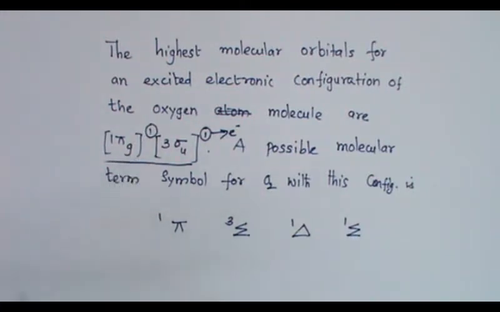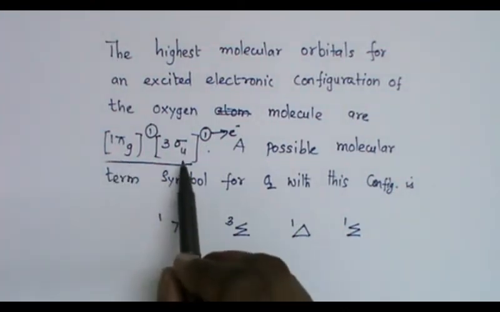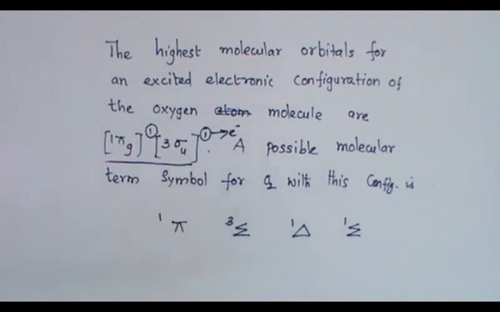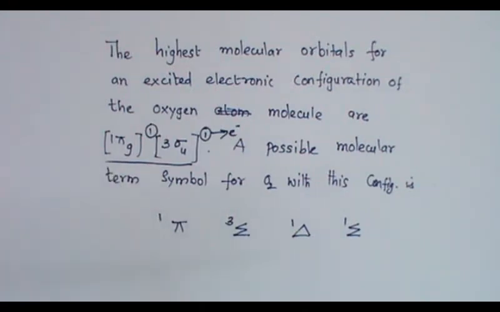The g represents whether it has an inversion center or not. In the case of gerade, the inversion center is available. In the case of ungerade, there is no inversion center. The sigma and pi represent the molecular orbital: sigma orbital and pi molecular orbital.